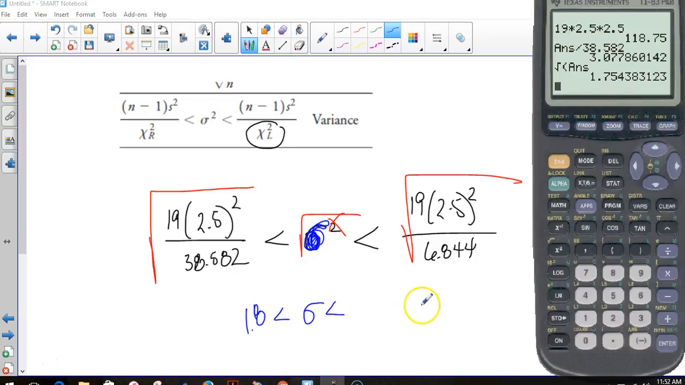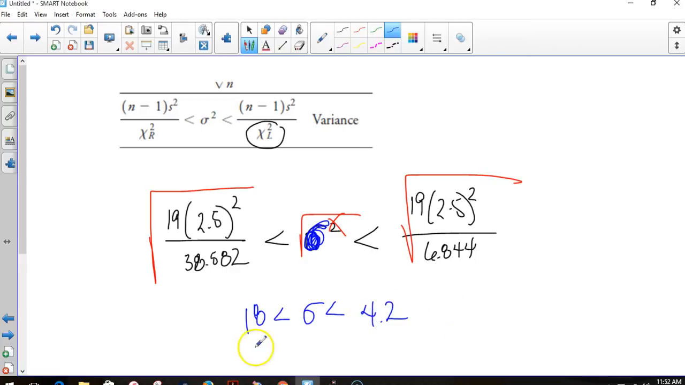Do the same thing on the high end. 19 times 2.5 squared, so I know that's still 118.75. This time I'm going to divide by 6.844. Again, I'll say second square root, second negative sign, so I take the square root of that big long 17.35 dot dot dot, and I get a 4.2. And that is your confidence intervals. So you're going to have one Z, one T, one population proportion, and then of course one for chi values.